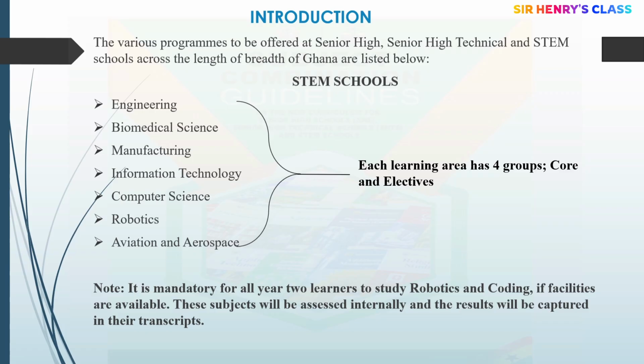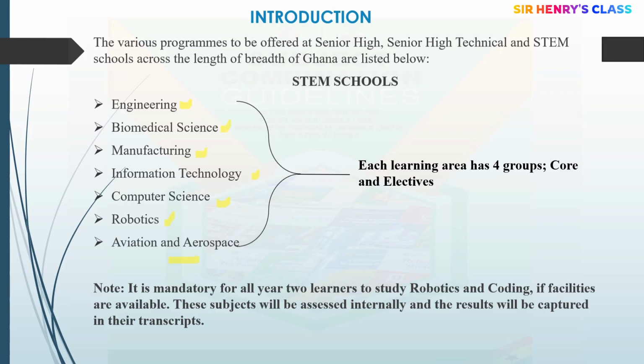So if you also have interest in going to the STEM schools, the programs available are engineering, biomedical science, manufacturing science, information technology, computer science, robotics, and then aviation and aerospace. All these programs are offered in the STEM schools. There also, you'll be doing 4 groups where you have the core subjects and the electives.